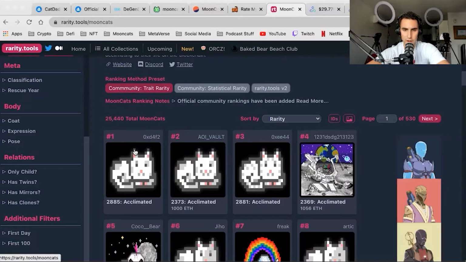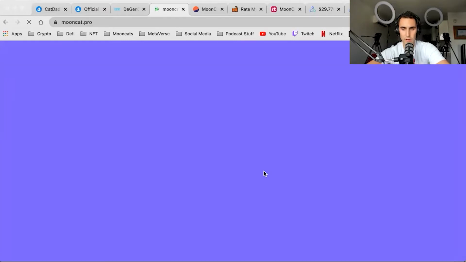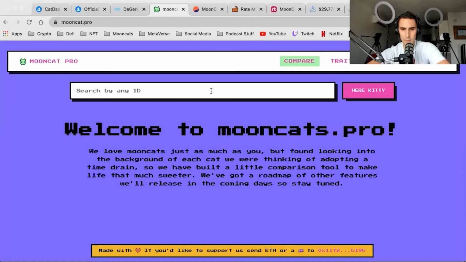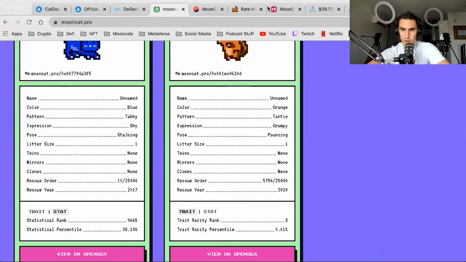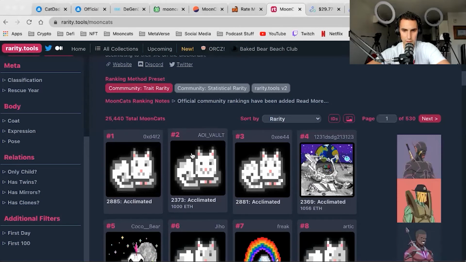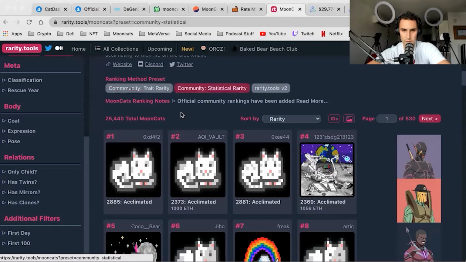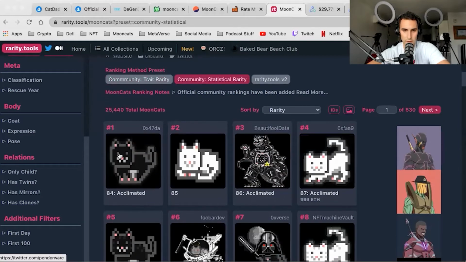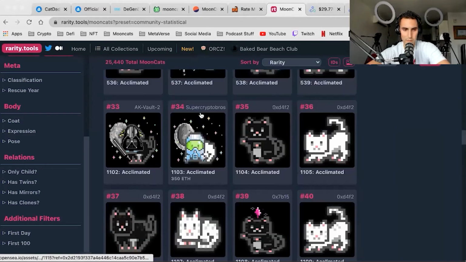Also, we could cross check and see if the rarity metrics are even right. So this says trait rarity 1, 2, 3, but as I showed you guys on the Mooncat Pro website, which is supported by Ponderware, my cat 5756 is actually number 3 in trait rarity. And on here they have this cat as number 3 trait rarity. And then if we go to statistical rarity, I'm not sure if that's right either. Maybe they just ranked the Genesis cats first, so I could be mistaken.